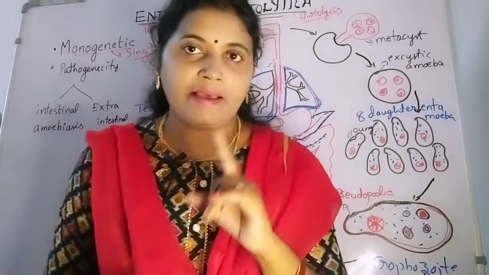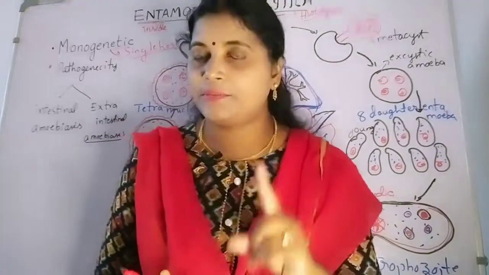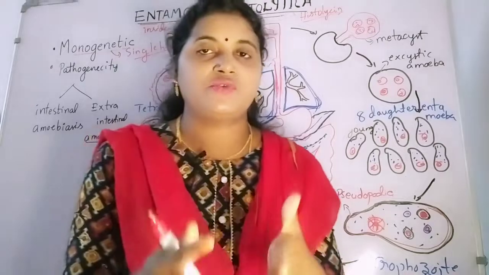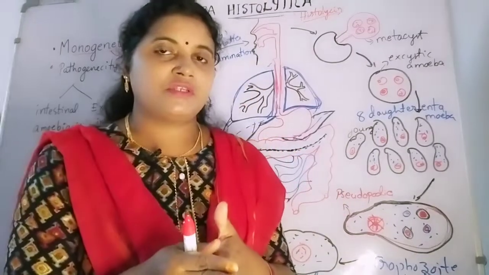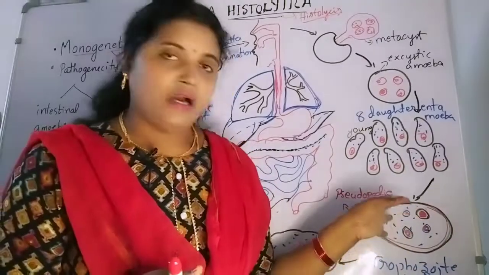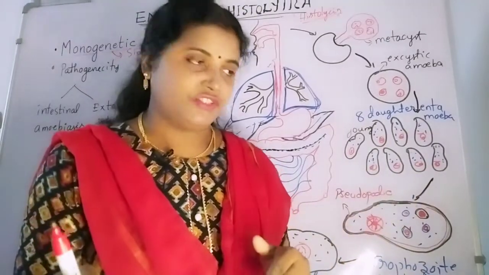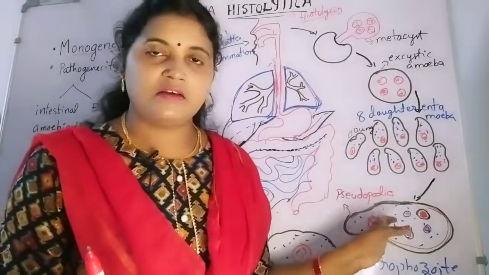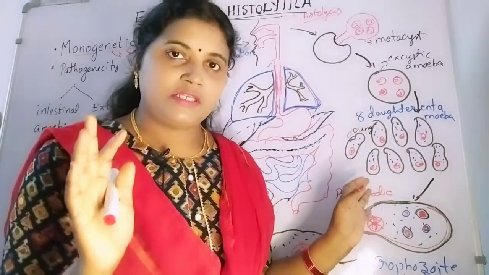In the trophozoite, once again I am repeating, trophozoites are the infective stages, and these infective stages enter into the large intestine, and it contains finger-like, fold-like structures.